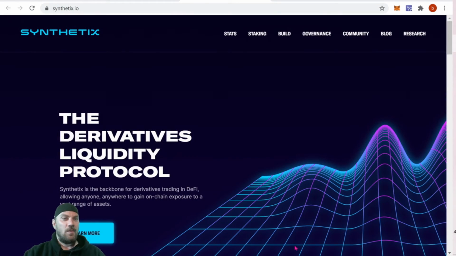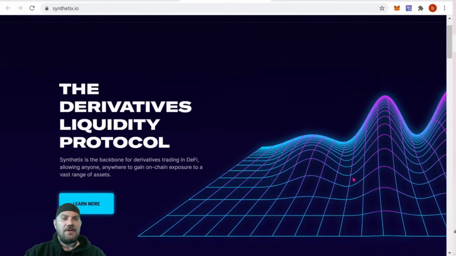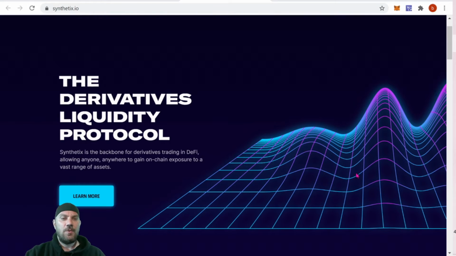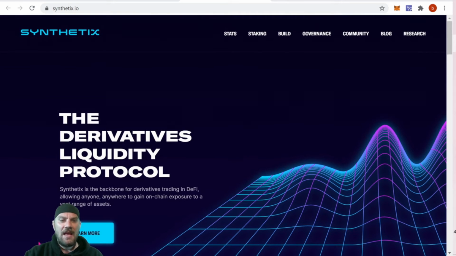Alright guys, coming over to the website, it is synthetix.io. And you can see here it says the Derivatives Liquidity Protocol. Synthetix is the backbone for the derivatives trading in DeFi, allowing anyone, anywhere to gain on-chain exposure to a vast range of assets. And if you guys click here, you can learn a little bit more, read the white paper or whatever. I'm going to sum it up to you.